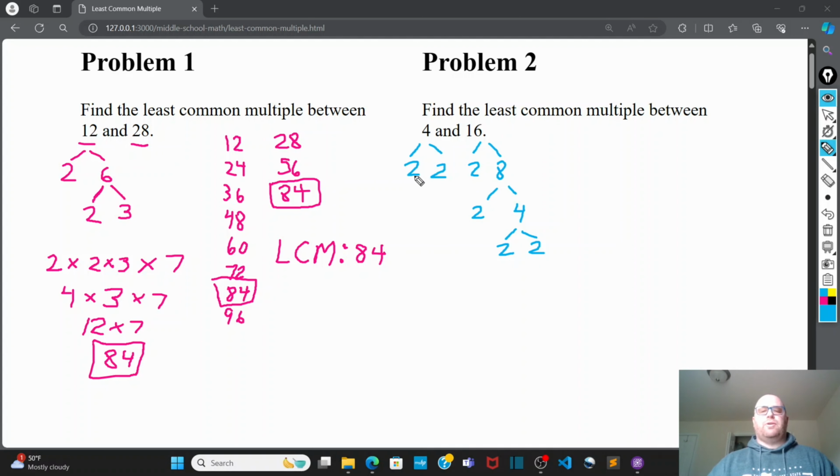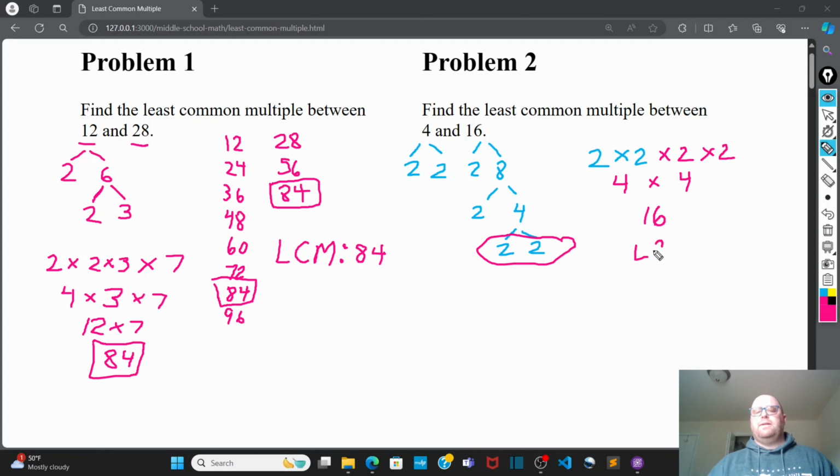And 4 has 2 2's. So the two 2's, they are shared. So we start with 2 times 2. And then the ones that aren't shared are these. So we also do the unshared ones. So times 2 times 2. And this is 2 to the fourth power, or another way to think of this is 4 times 4, which is 16. So our least common multiple for the second one is 16.